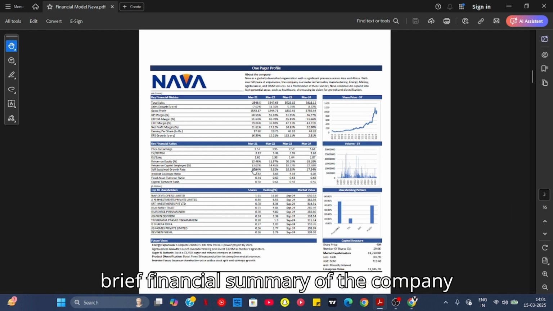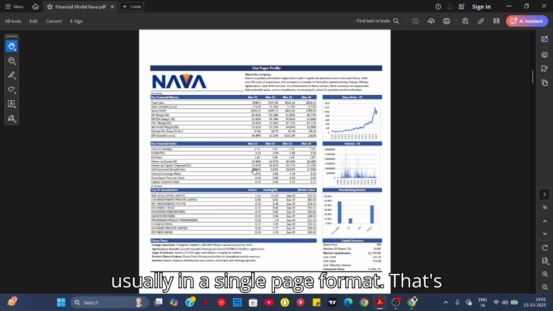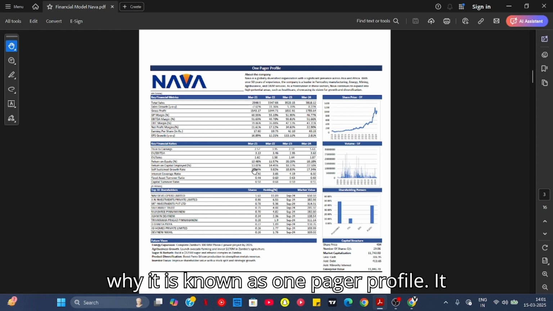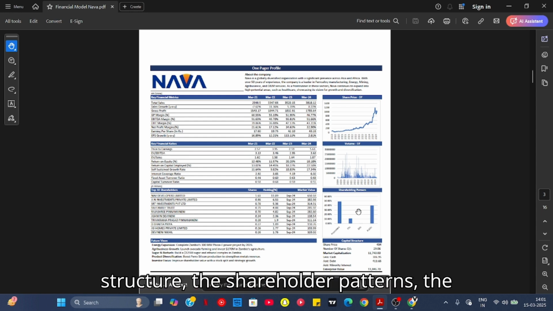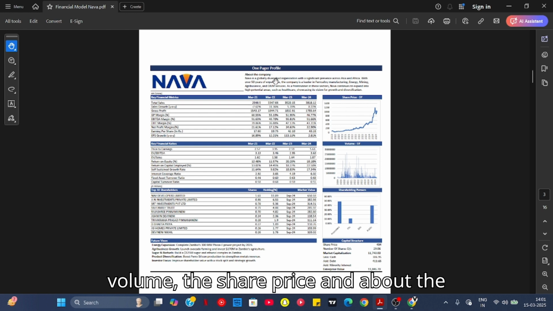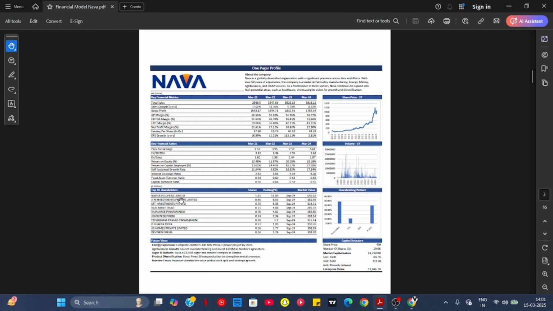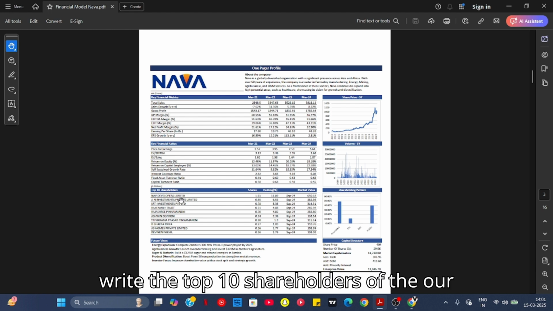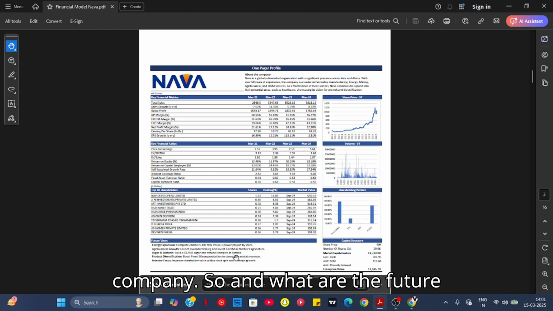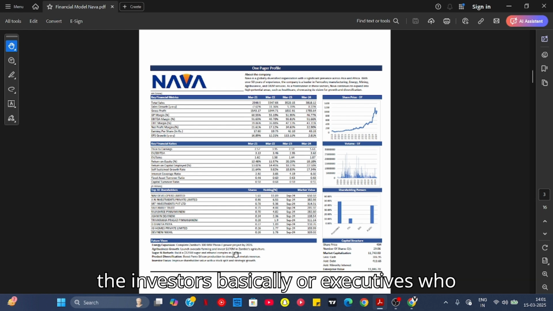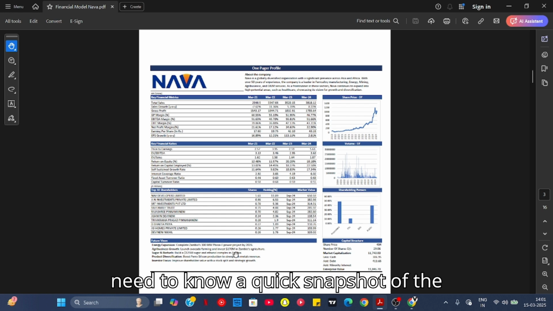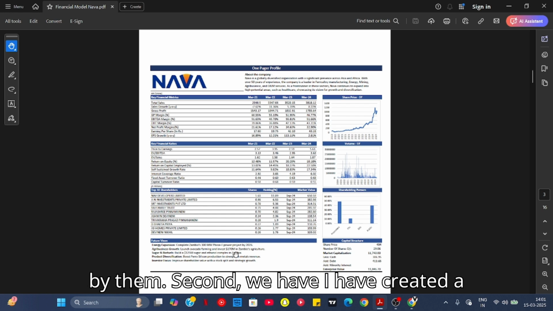It is a brief financial summary of the company, usually in a single page format. That's why it is known as one-pager profile. It contains key ratios like revenue, trends, profit margins, and valuation highlights, and you can see the capital structure, the shareholder patterns, the volume, the share price, and about the company also. We also have the essential ratios, key metrics, and the top 10 shareholders of the Nava company, and the future visions of this company. So it is used by investors or executives who need a quick snapshot of the company's financials.